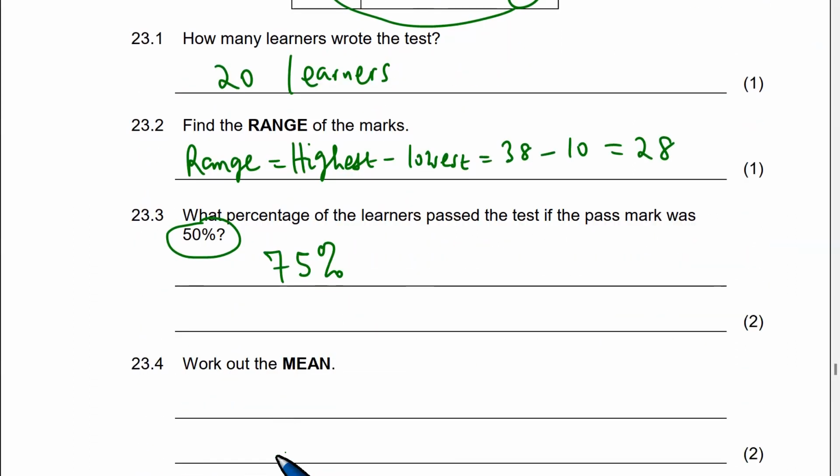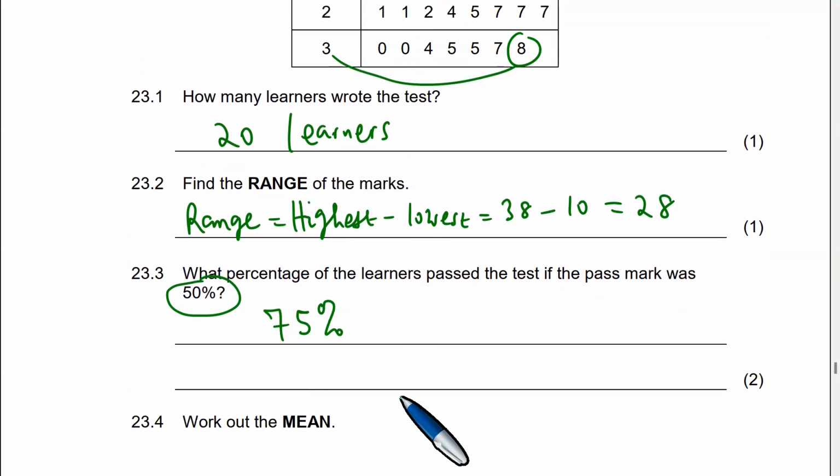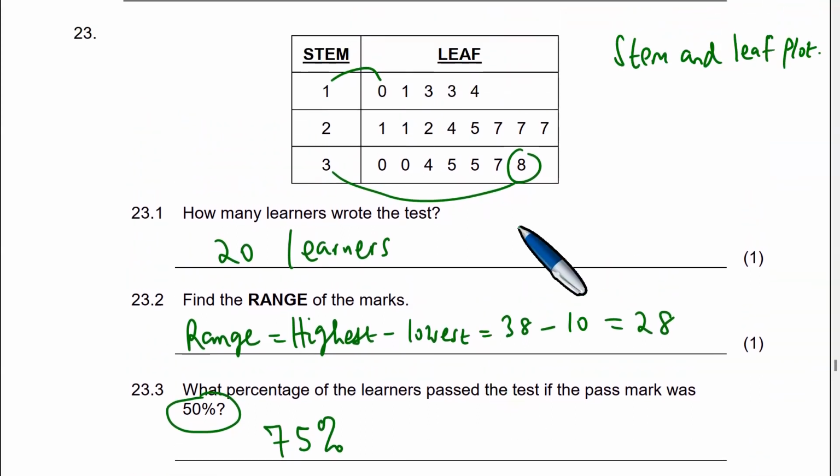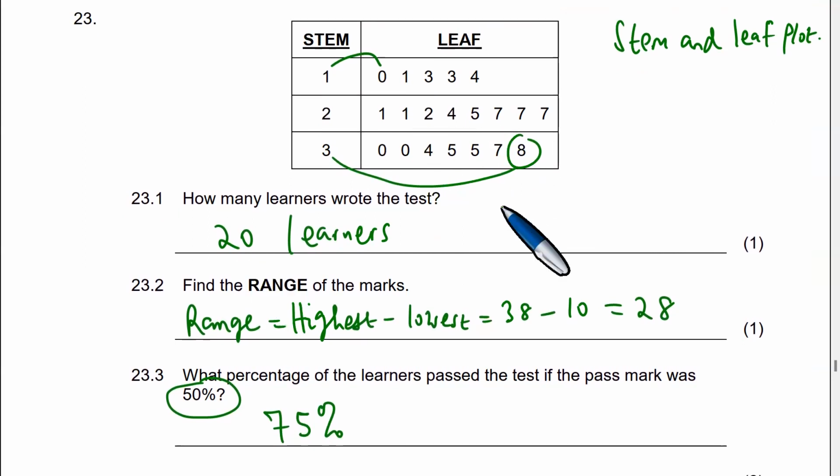Next question. Work out the mean of the marks. What is the mean of these marks? How do you get the mean? Don't we add up all the values and divide by the amount of numbers there are in the set? And there are 20. So if you add all of them up quickly, 11, 15, 61.